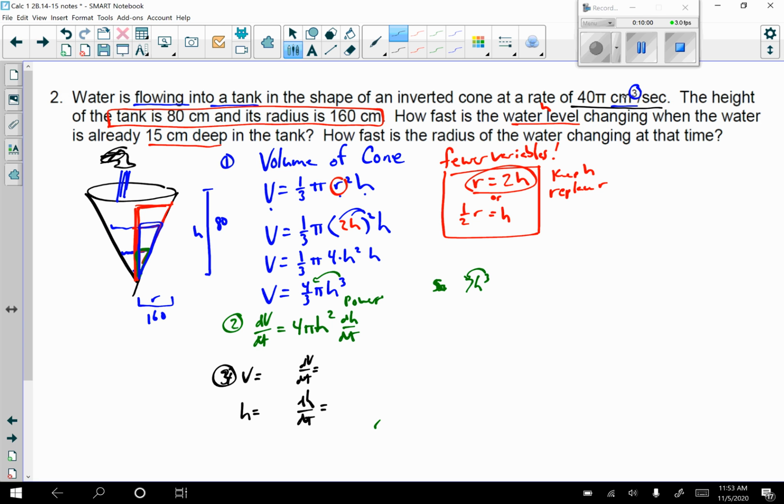Remember, cubic was a volume, per second is a time, so that must be the dV/dt, volume per time, 40 pi. The height of the tank and the radius of the tank don't matter. That gave us the ratio. It doesn't tell us where the water is, so don't substitute those in.